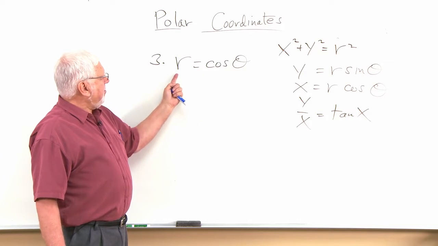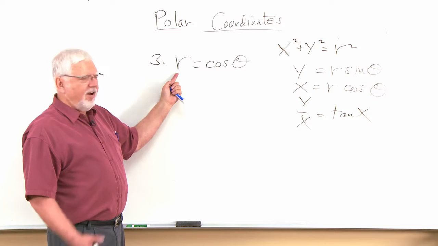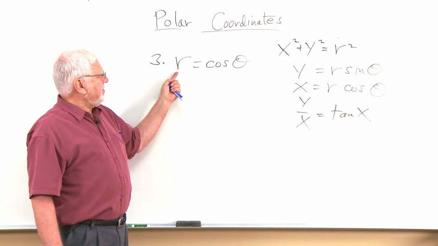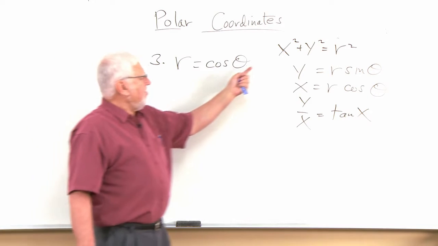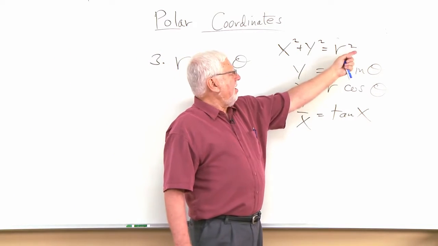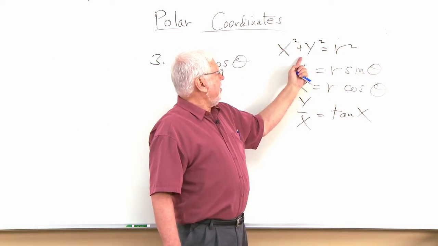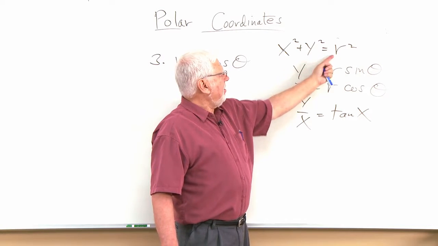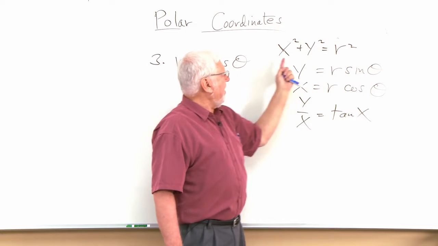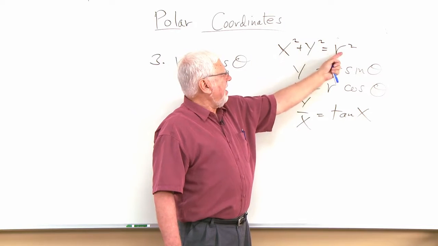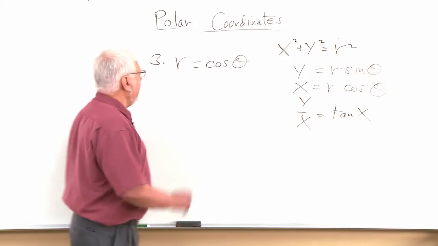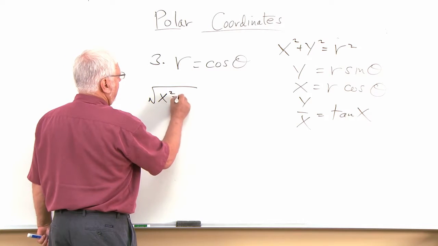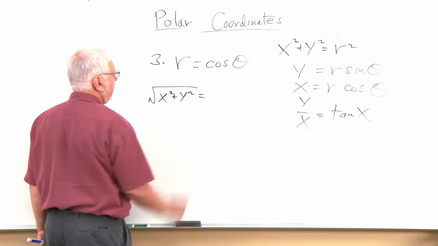Now let's see, we've got to replace r's with x's and y's, and all I ask you to do is to replace it. Where can you find an r to replace with x and y's? Well, here we have an r squared equals this. So if r squared equals this, what does r equal? Well, if you take the square root of both sides, you can see that r equals the square root of that. So we could replace this with the square root of x squared plus y squared.